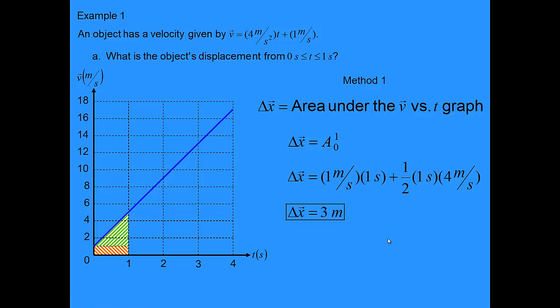So that's the kind of geometric way of figuring out the displacement. Again, I don't know where it started from. I don't know where it ended. But I do know that in the first second, it went 3 meters. And since it's positive, it means it went to the right 3 meters if we're doing one-dimensional motion here. Right? So it just tells me how much the position changes.